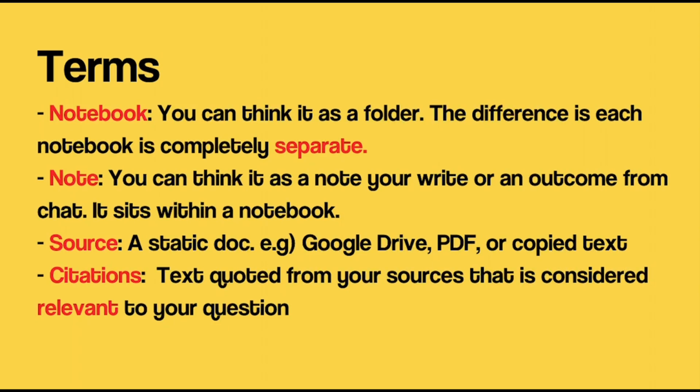So let's get started with a few terms first. Notebook: you can think of it as a folder. The difference is each notebook is completely separate, and we have a distinction between notes and sources. You can think of a note as a single note you write or an outcome from the chat. It's within a notebook, and a source, on the other hand, is a static doc.